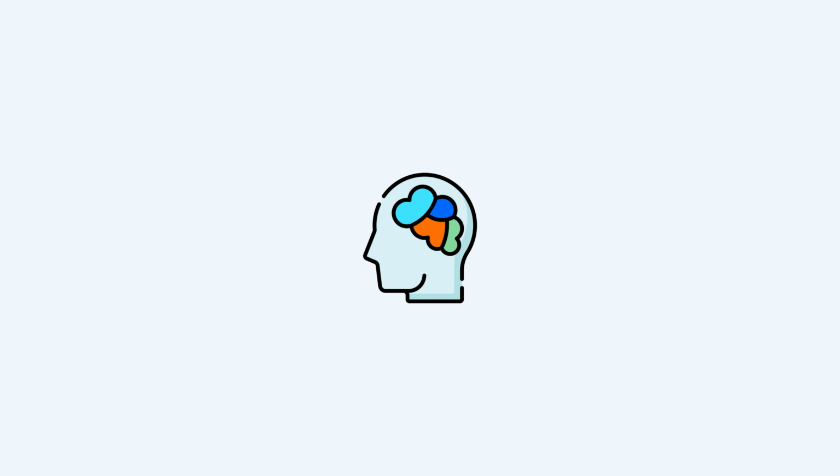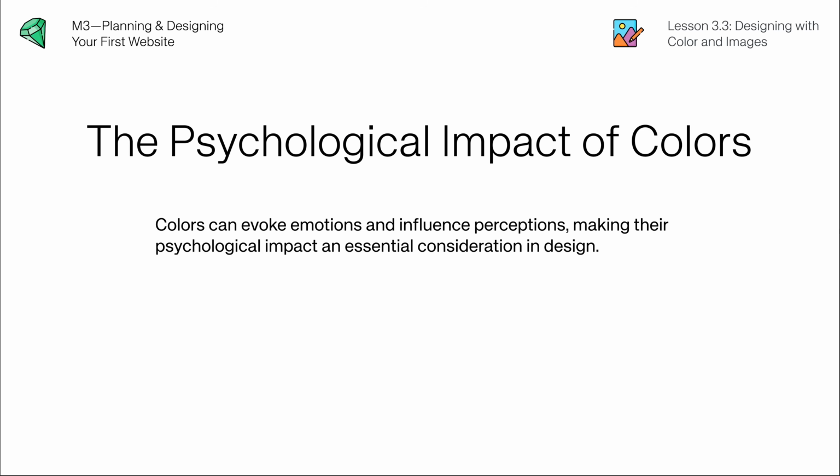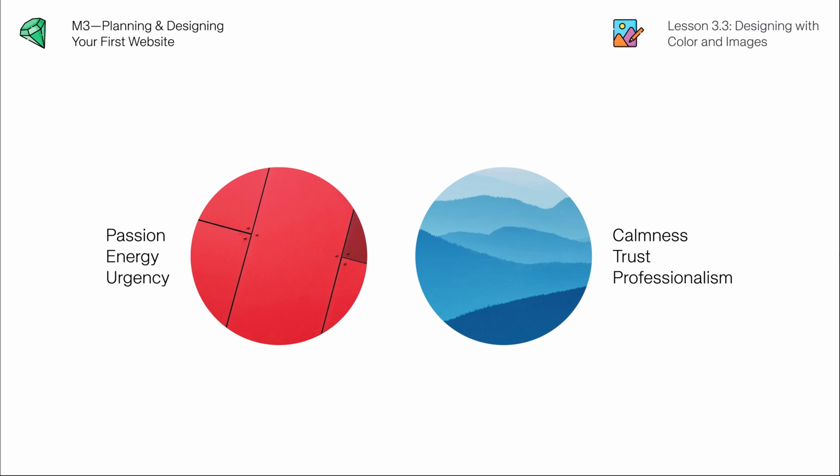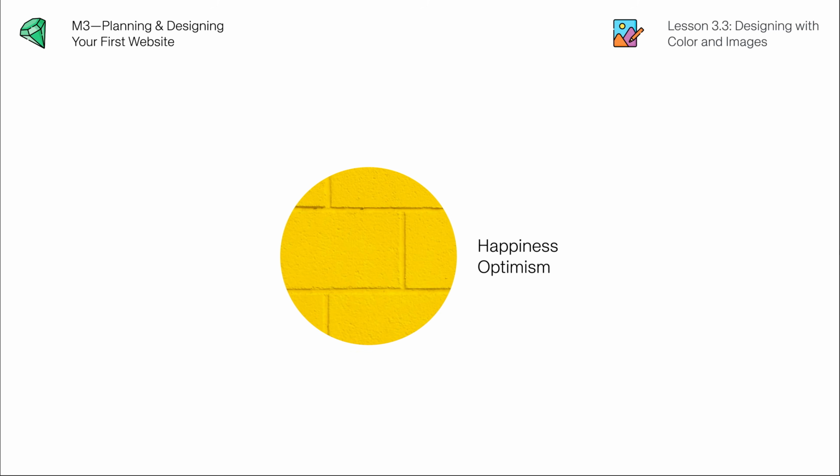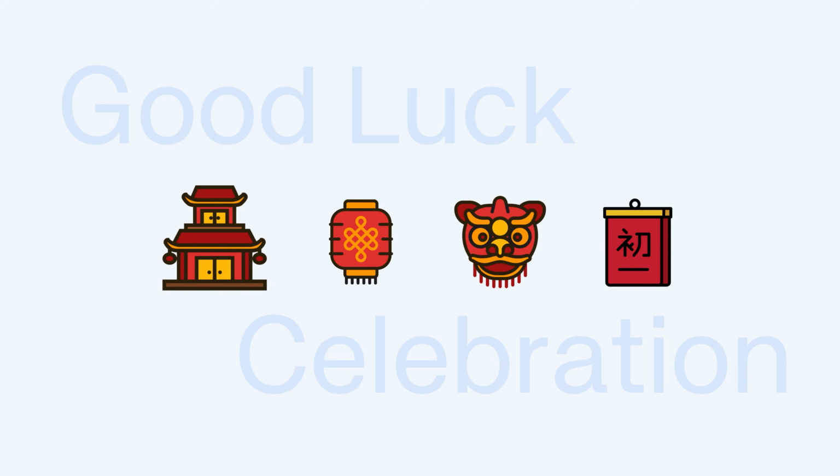So now let's talk about the psychological impact of colors. Colors can evoke emotions and influence perceptions, making their psychological impact an essential consideration in design. For example, red often signifies passion, energy, or urgency, while blue conveys calmness, trust, and professionalism. Yellow can evoke happiness and optimism, but it can also cause eye strain if overused. Understanding the psychological effects of colors helps designers create websites that resonate with their target audience and effectively communicate the desired message.